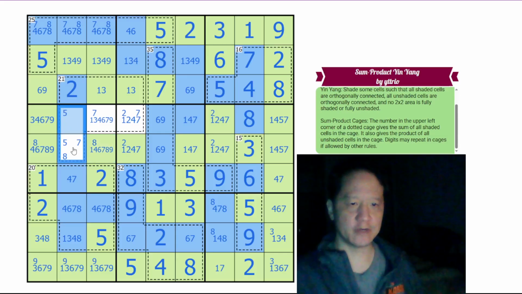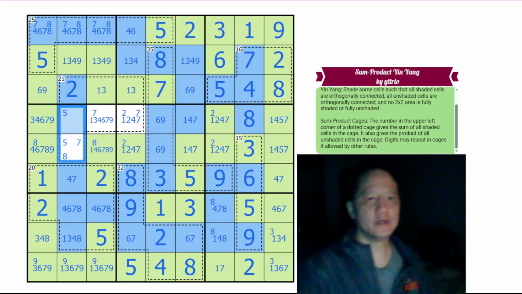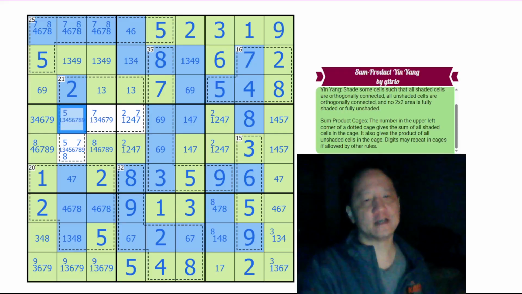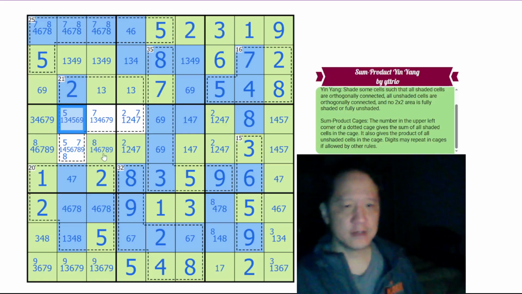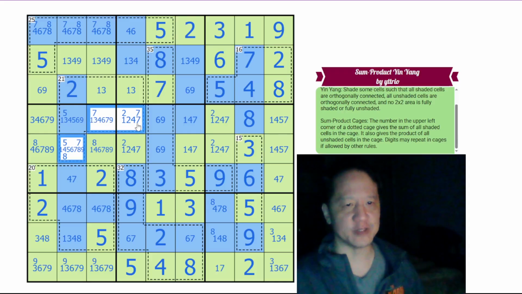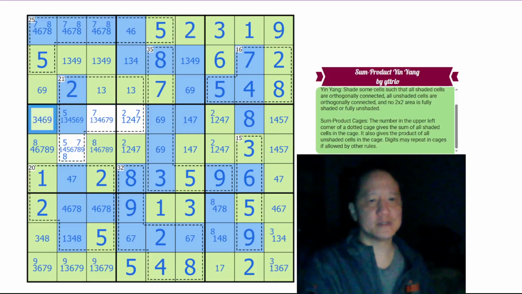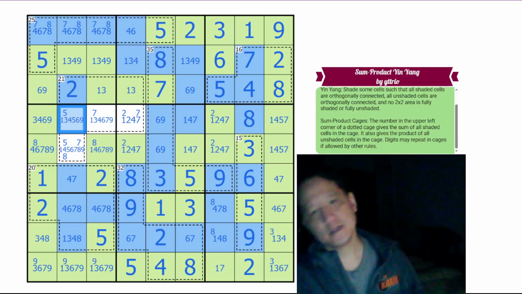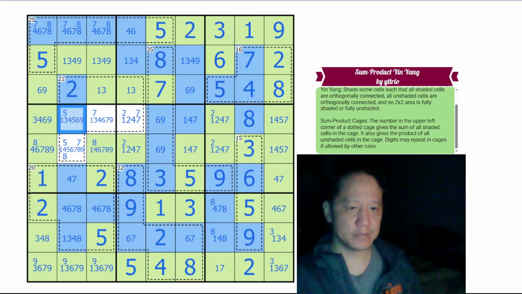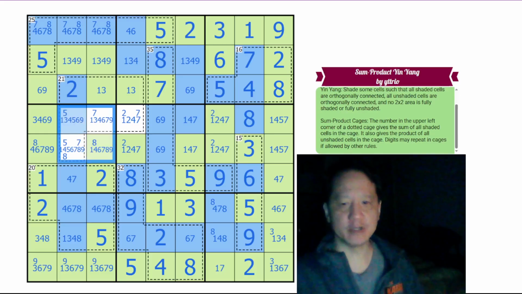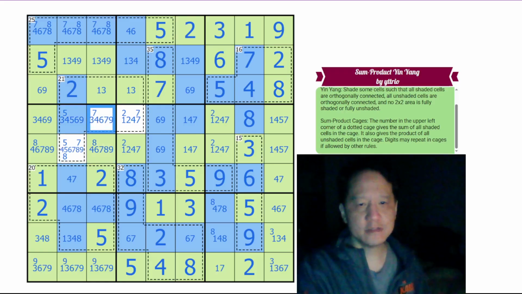Remaining digits of column 2. 1, 3, 4, 5, 6, 7, 8, 9. Obviously, this can't be 8. No 3. And this can't be 7. So this digit can never be 7. It sees all the 7 possibilities in this cage, which must be there. So this can't be 7. These can't be 1 because of 1 in the box.